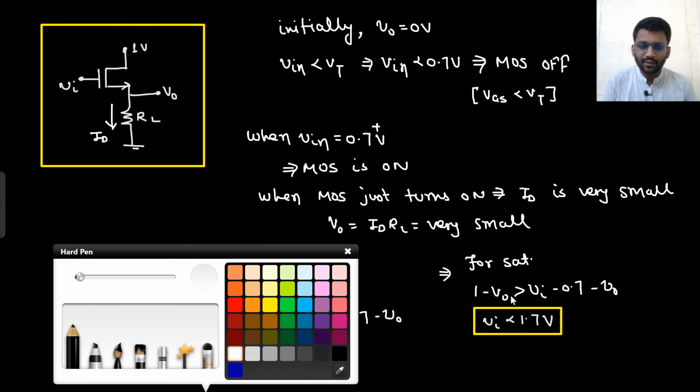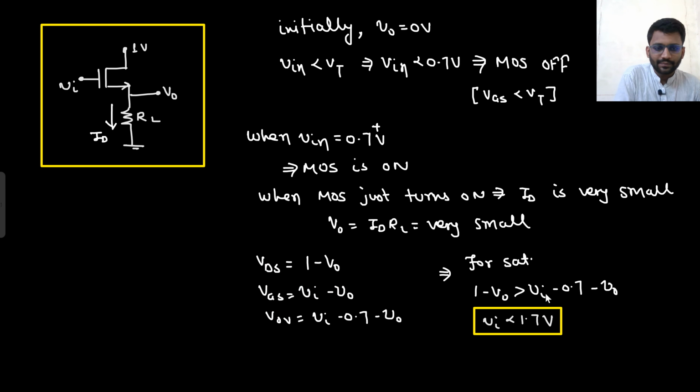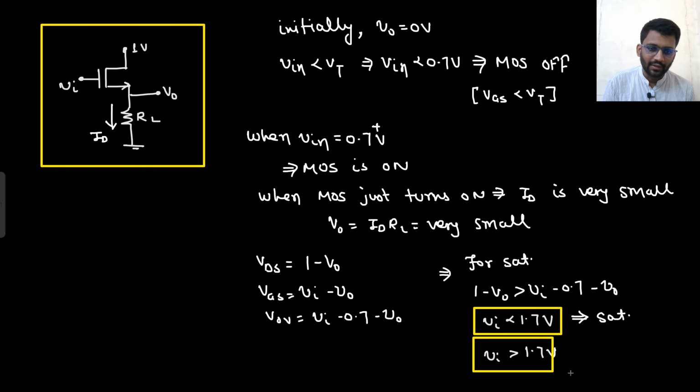Are you agreeing to this point? Did I write it correctly? VDS should be greater than VGS minus VT, so V naught gets cancelled. V in should be less than 1.7 volt. When V in is less than 1.7 volt, it is in saturation region, and when V in is greater than 1.7 volt, it will be in linear region.